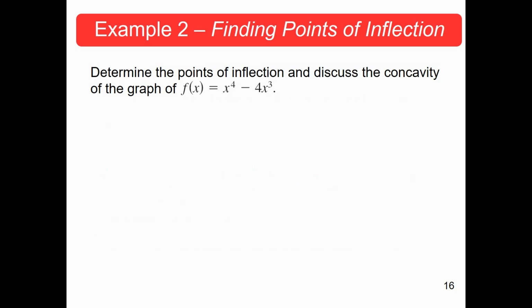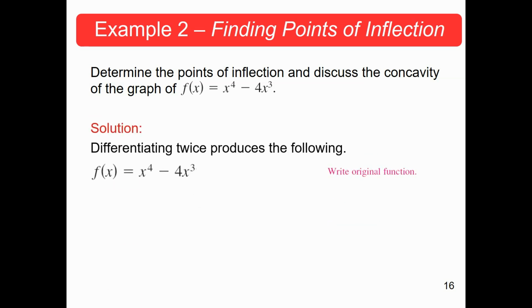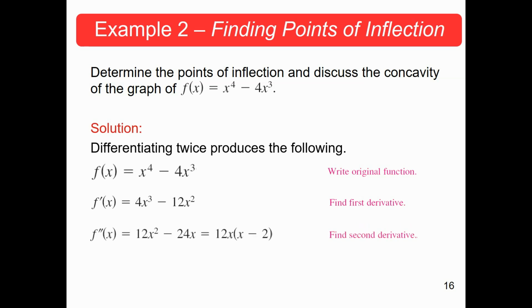So we want to use this second derivative test to determine the points of inflection and discuss the concavity of the graph of x to the fourth minus 4x cubed. So first thing we have to do is differentiate twice, right? First derivative, we've got 4x cubed minus 12x squared, and then differentiate it again, we get 12x squared minus 24x. And notice that we can factor that because the whole point is to set it equal to 0, right? So if I set that equal to 0, I can see that either x equals 0 or x equals 2.